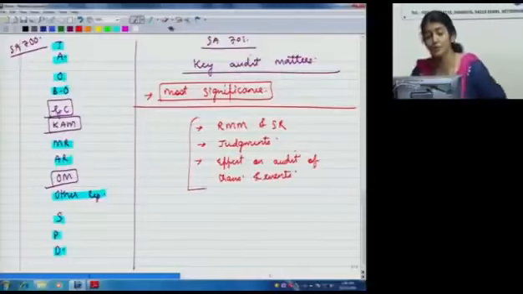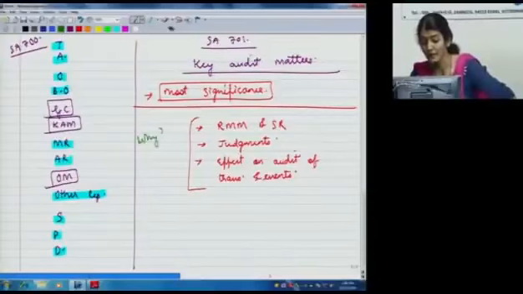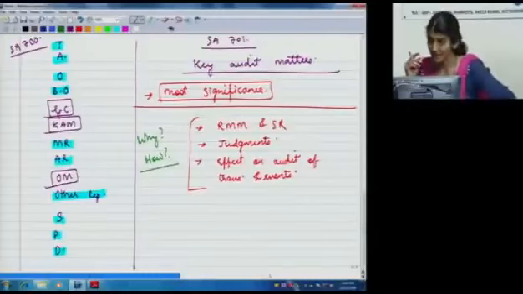And what description do you have to give in the key audit matter paragraph? Why this is a key audit matter and how it has been addressed during the audit. That is the description which you have to give in that paragraph.